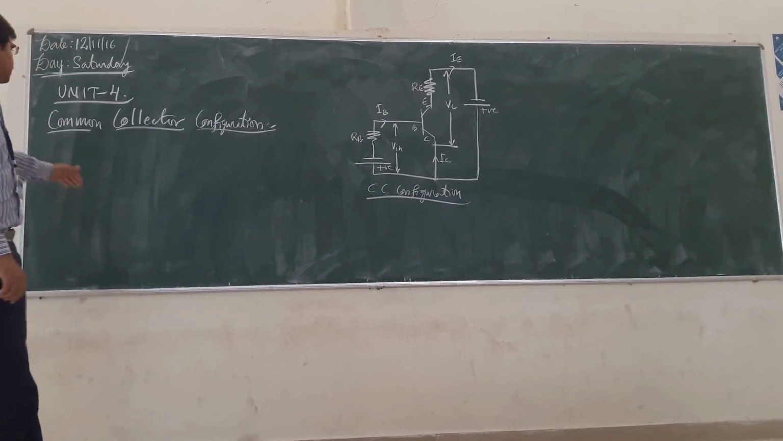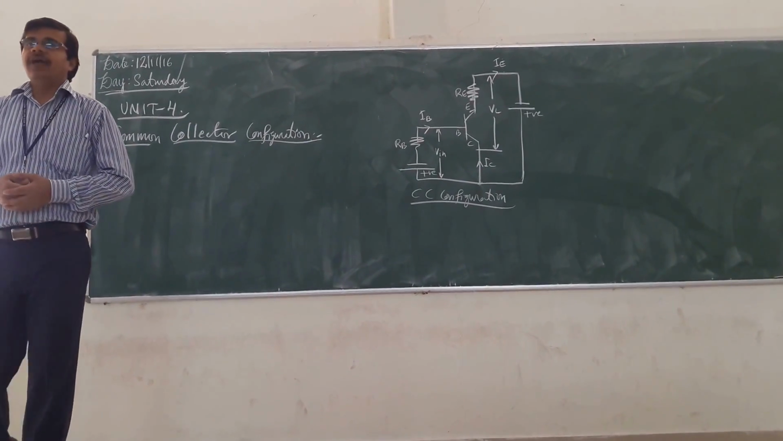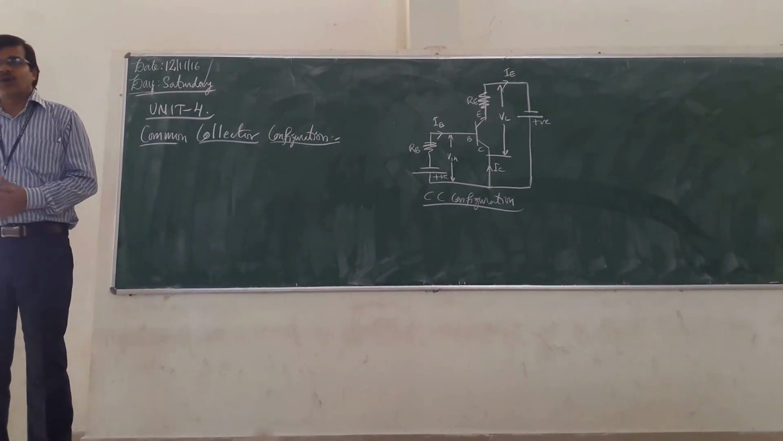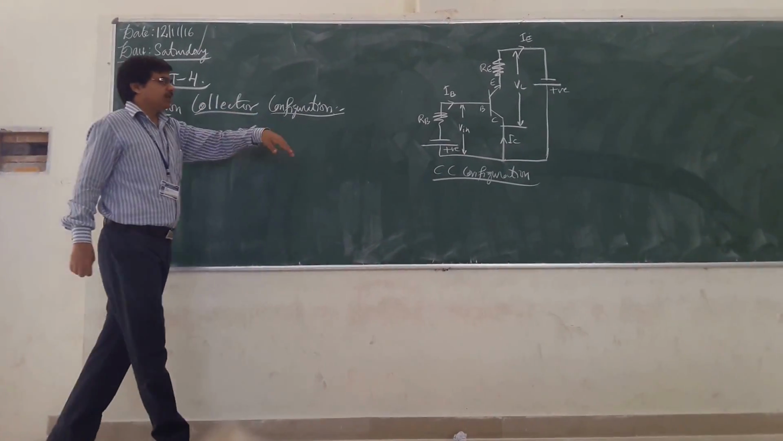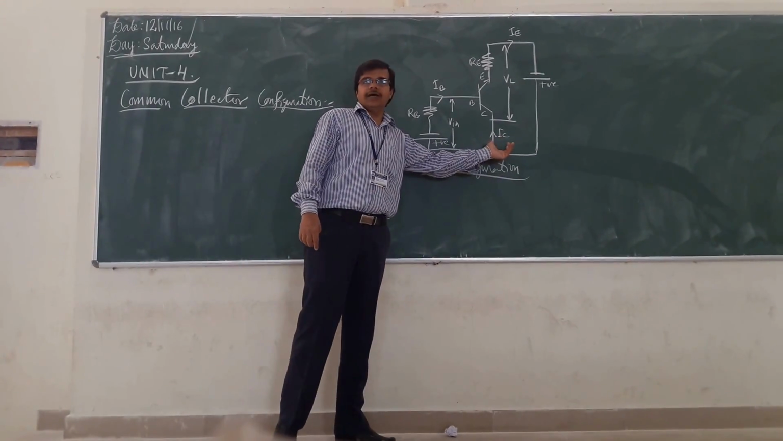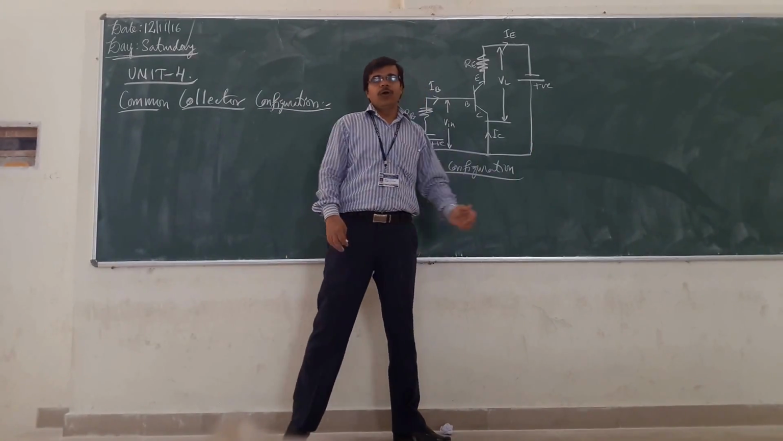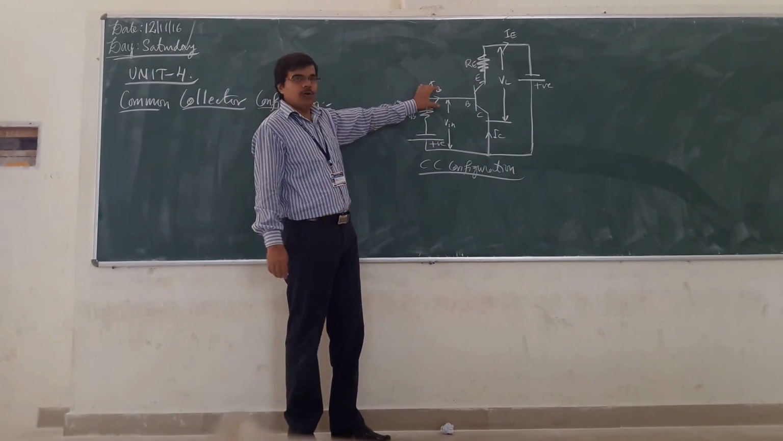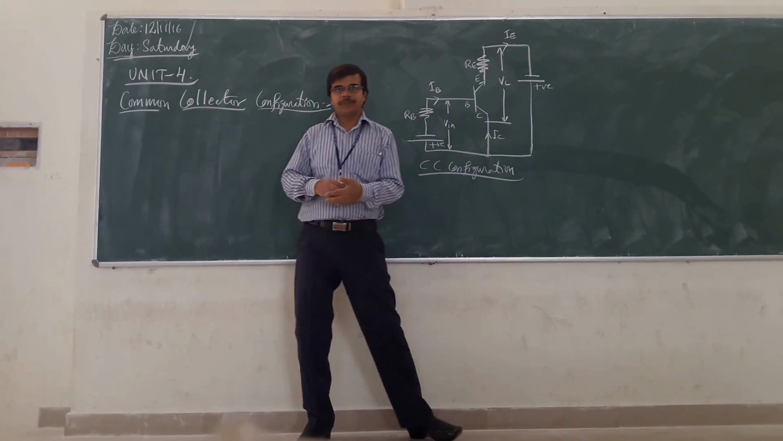Today's topic is common collector configuration. Earlier, we have already covered your common base configuration and common emitter configuration. In this common collector configuration, we are having the collector common to your input and your output. We are having input from your base and we are having the output from the emitter.